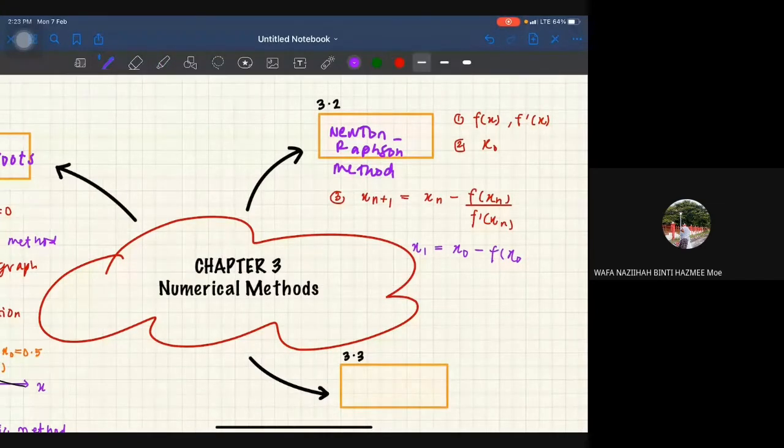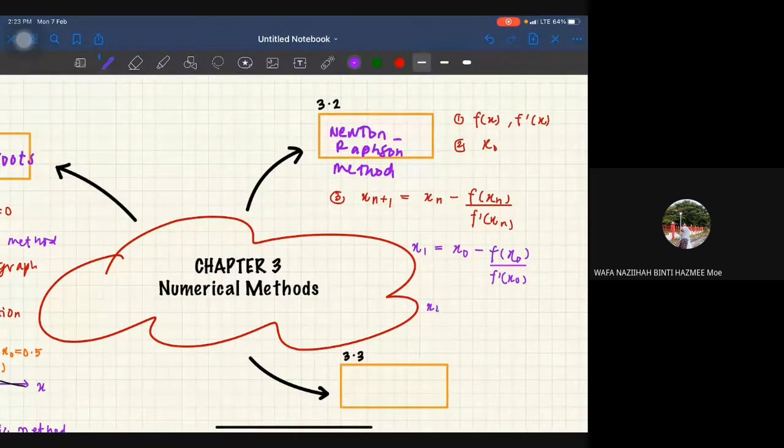Okay, so x0 minus f(x0) over f prime(x0). So dia akan follow je. Kalau dekat sini 1, sini akan guna nilai yang sebelumnya, maksudnya nilai yang asal dekat sini tadi. Okay, so itu adalah nilai yang pertama.